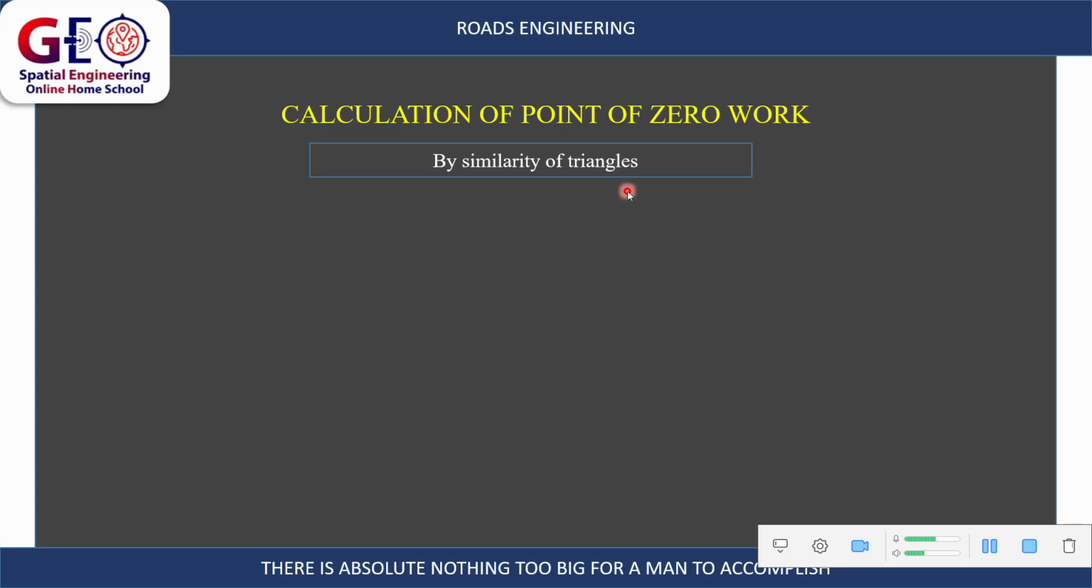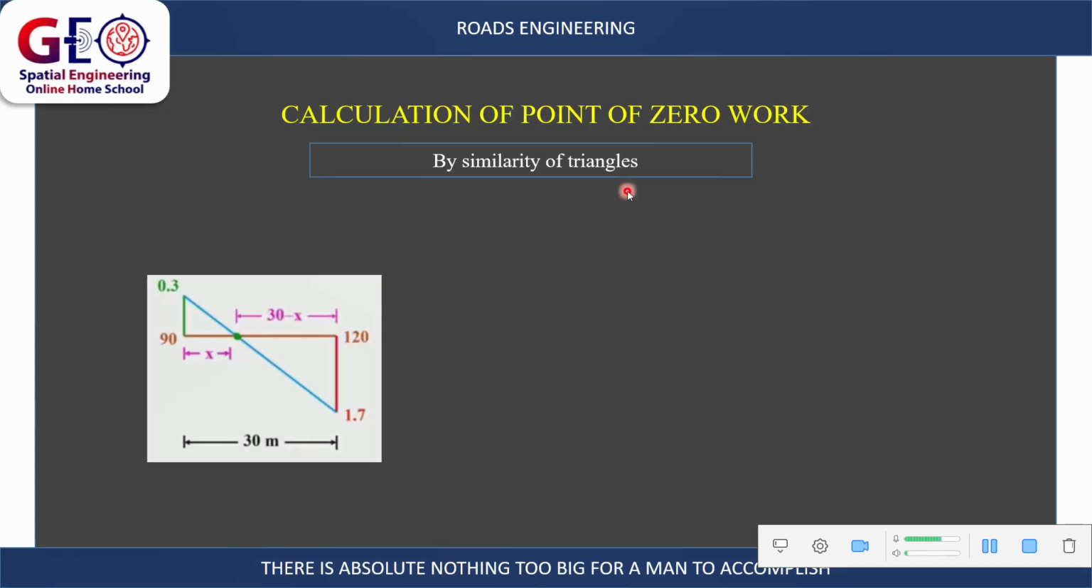Now, calculation of the point of zero work. At the point of zero work, we are going to use similarity of triangles. Remember, from our profile, we could see chainage 90, and the GL from chainage 90 intersects the FL somewhere at this distance. We are going to call it X.